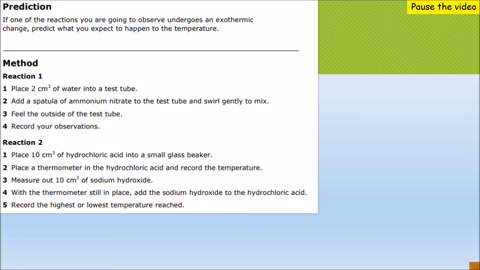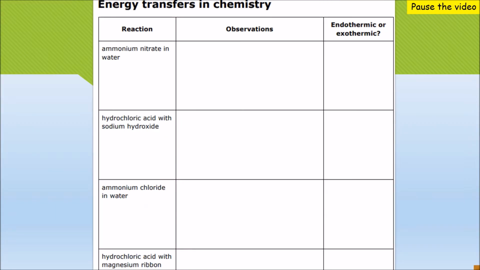And then you can try and guess whether an exothermic or endothermic change will happen. It doesn't matter if you're wrong, just have a go. Also on this screen is just showing you the methods for the different reactions. Okay, as I said, pause the video now and draw the table, and then you can write down your observations as I speak on the video about the chemical reactions or the experiments that I have done.